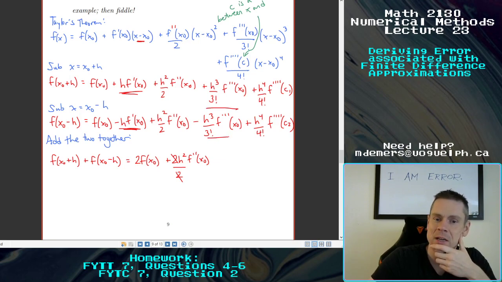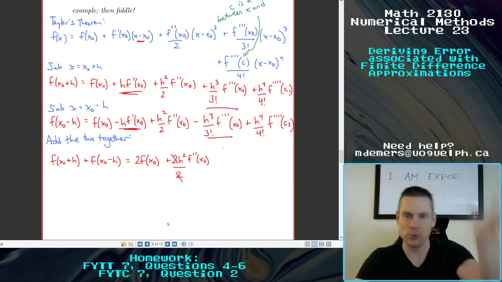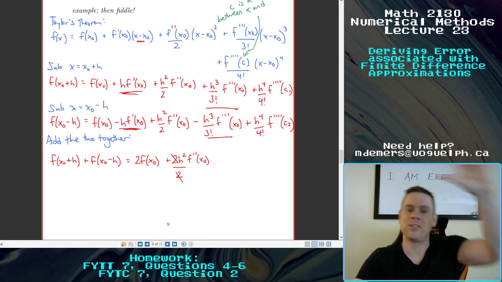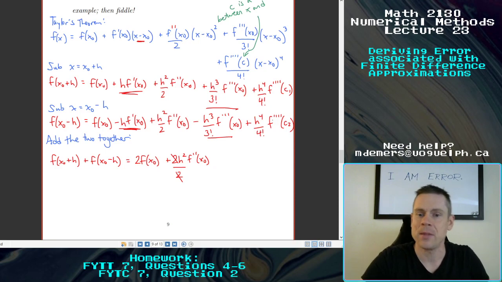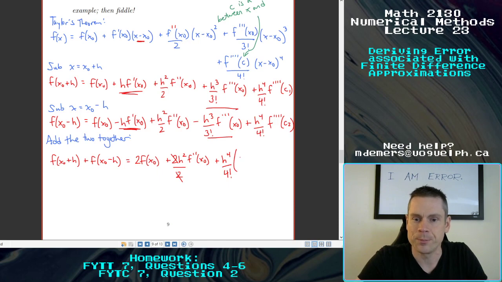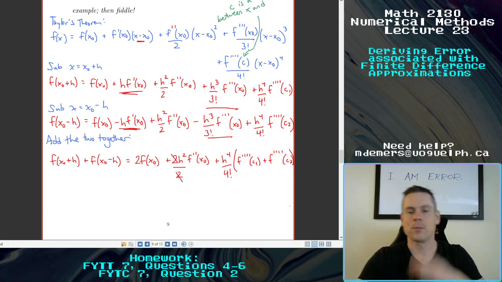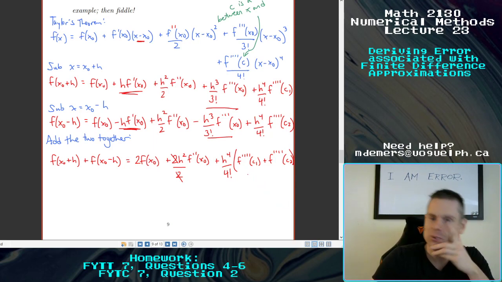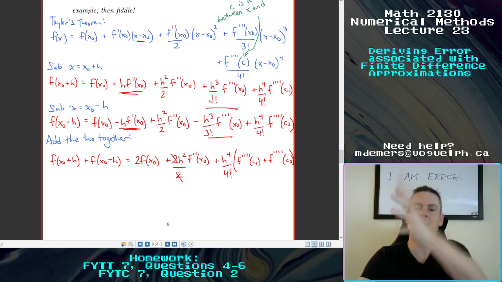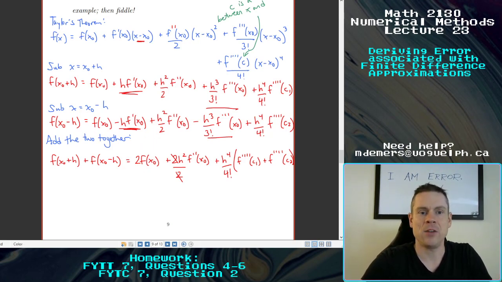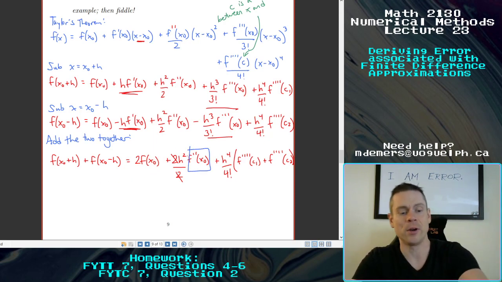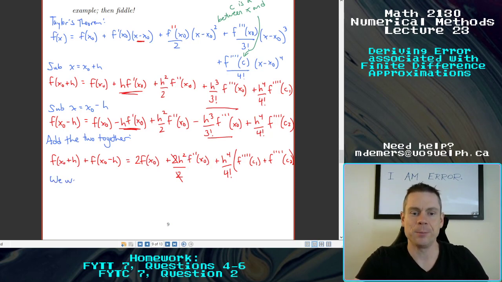This next term is going to cancel because I'm adding two things that are identical, plus this, plus minus that, right? So that's going to go away. And the errors, I think we're going to get here, h to the 4 over 4 factorial, and then the sum of those two fourth derivatives, at c1 and at c2. Okay, so interesting. All of those, the first derivative and the third derivative terms, go away. And what we can do is start isolating for this second derivative term, because that's what we wanted a scheme for. So we wanted a scheme.